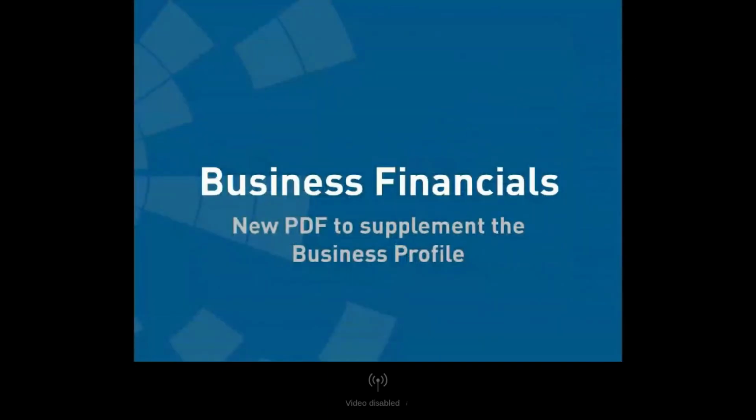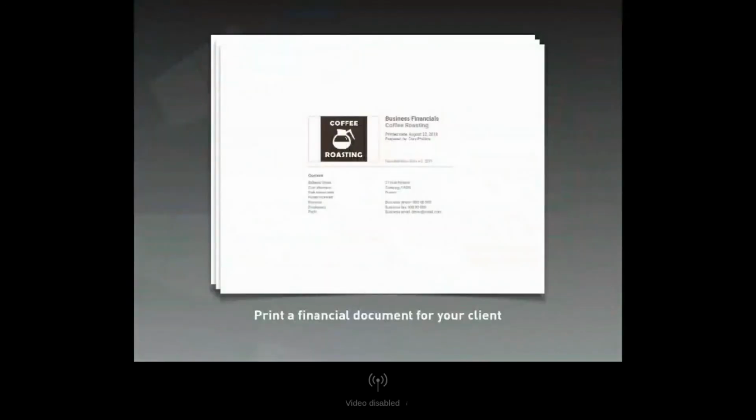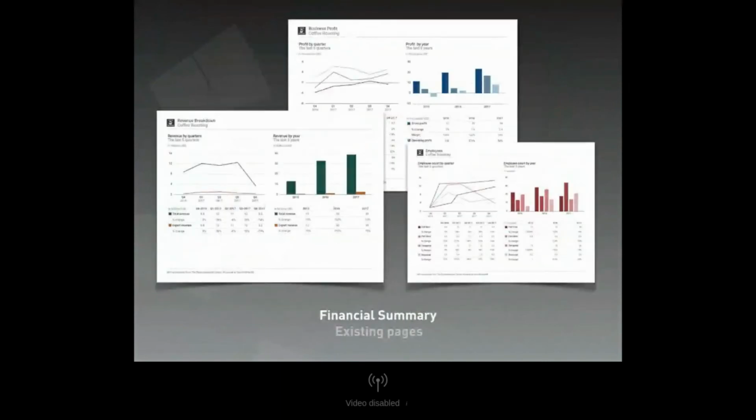All right, business financials. This is actually going to be a separate PDF to supplement the business profile. So the business profile is a profile of what's going on in the business right now. Where is it active right now? The business financials is going to include projections. I know, projections. We've all been waiting. Projections are coming. So this is going to be a financial document specifically for your client. It says business financials instead of the business profile. It's going to have 3 of the existing financial pages that we have already. I don't know if employees is really financial, but well, I mean, it is a financial burden for sure.